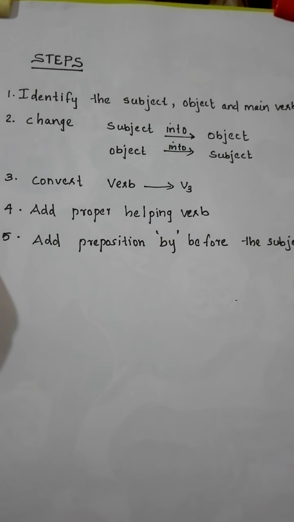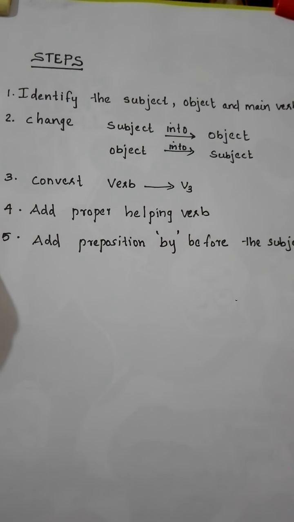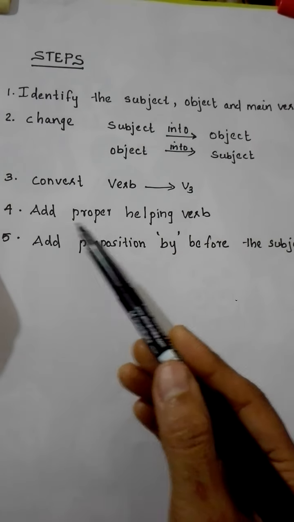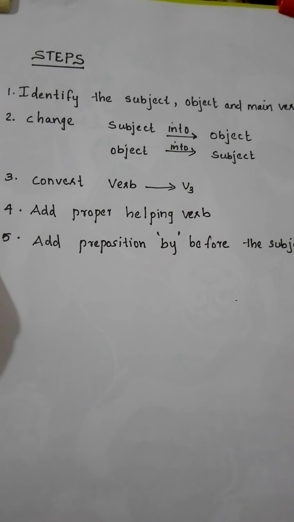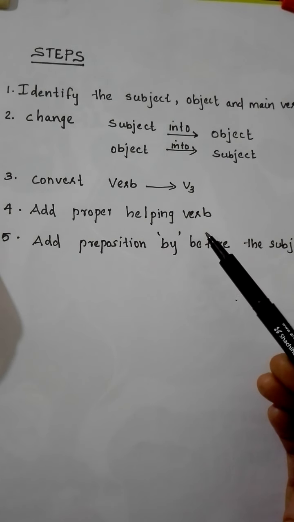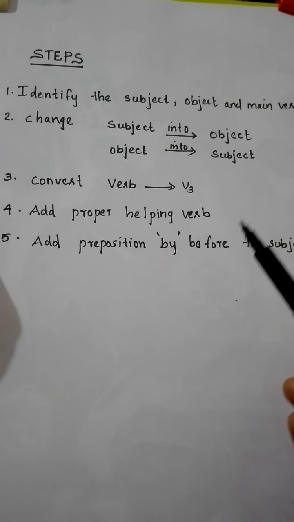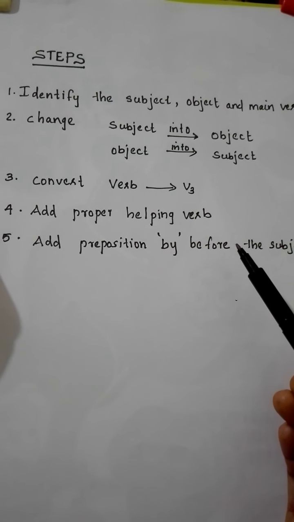Whatever the verb given in the active voice, ing form or anything it is, we should change the verb into V3 form. Whatever the form of the verb is, doesn't matter for us. We should change that verb into third form, past participle form. Got it? And add proper helping verb. That I showed you in the previous example, isn't it? Helping verb. What did I add there? So we should use proper helping verb in the sentence given in the active voice to change it into the passive voice.